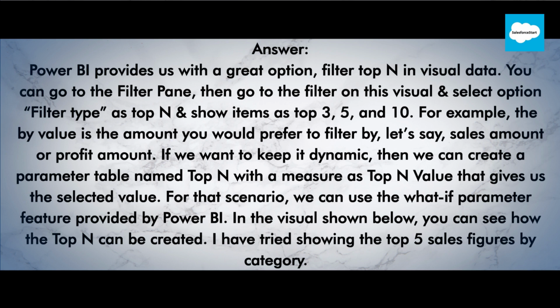For example, the by value is the amount you would prefer to filter by, let's say sales amount or profit amount. If we want to keep it dynamic, then we can create a parameter table named top N with a measure as top N value that gives us the selected value. For that scenario, we can use the what if parameter feature provided by Power BI. In the visual shown below, you can see how the top N can be created. I have tried showing the top 5 sales figures by category.